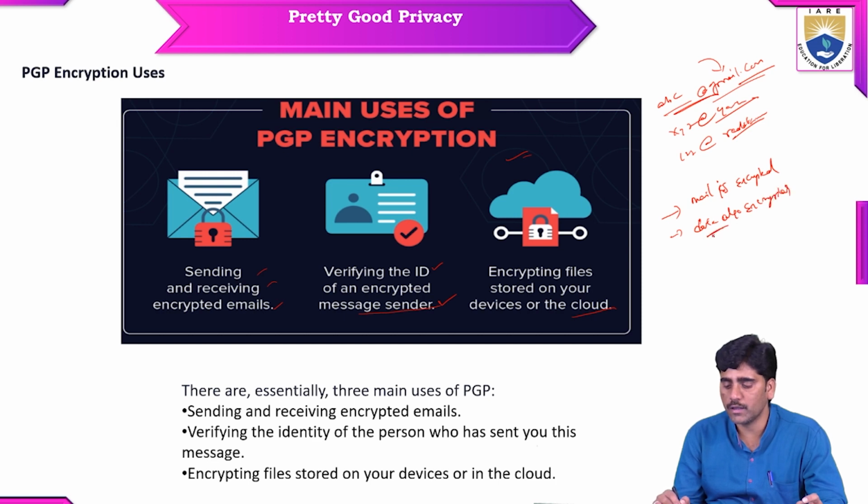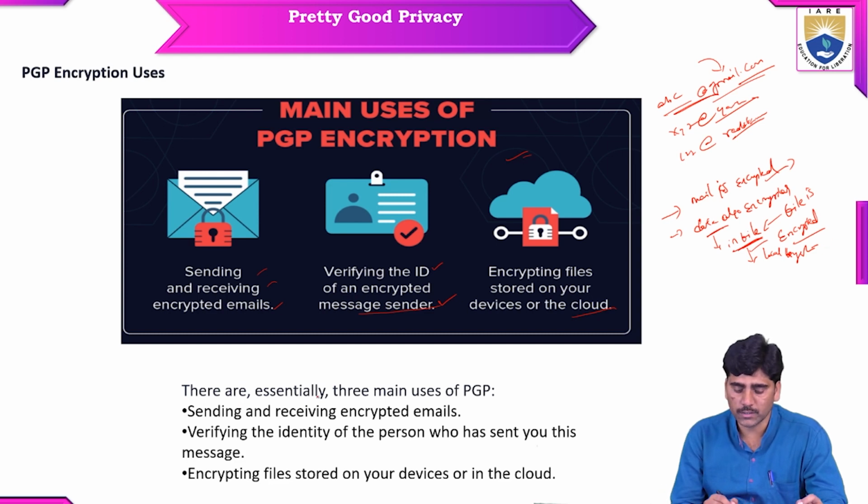This data is in a file, right? That means the file is directly encrypted. So now the file is encrypted as well as the mail. The file is something you browse from your local system, on my system. That file also has to be encrypted. That is encrypting files stored on our devices or the cloud.